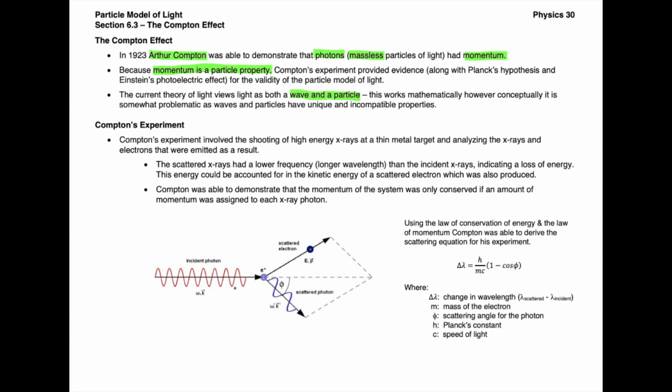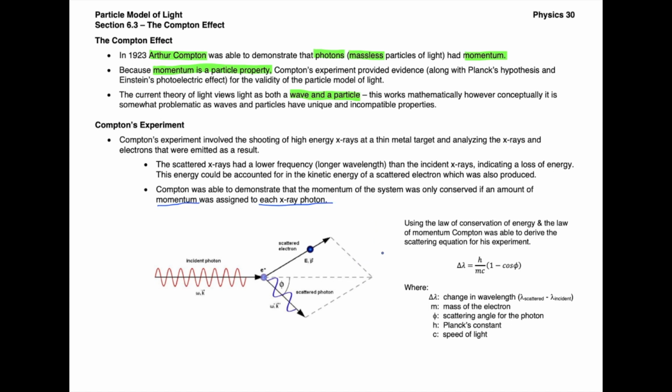When you looked at the overall energy, the energy of the incident photon was a combination of the energy of the electron that came out, plus the energy of the scattered wave. Because this photon lost some energy to the electron, he also thought it should be losing some momentum. And when he looked at the overall momentum, remembering that momentum is always conserved, he could only come up with a conservation of momentum if some amount of momentum was assigned to each of the X-ray photons.